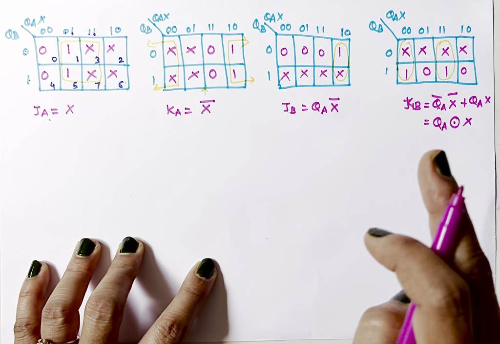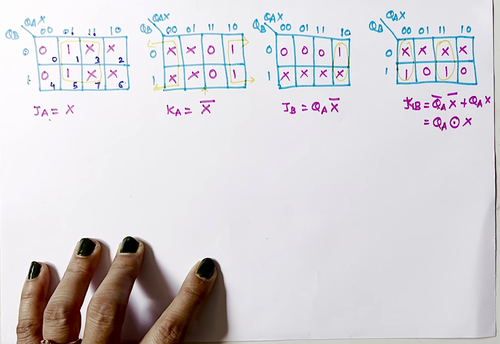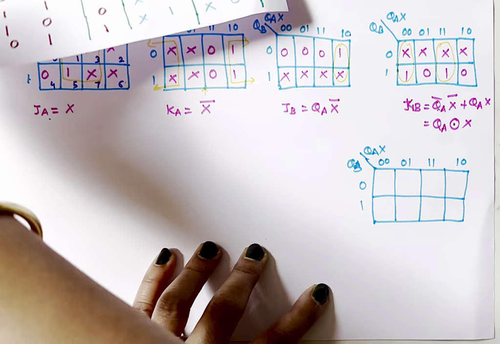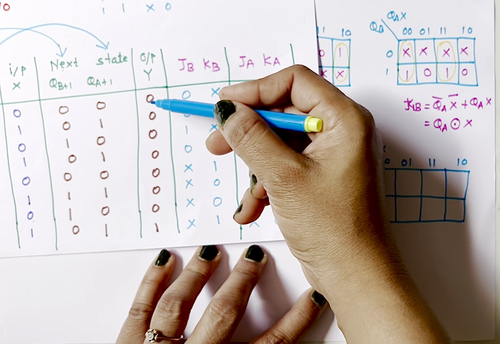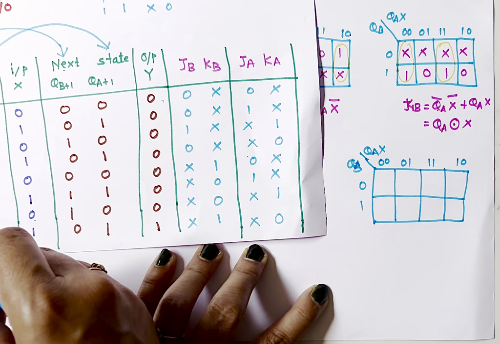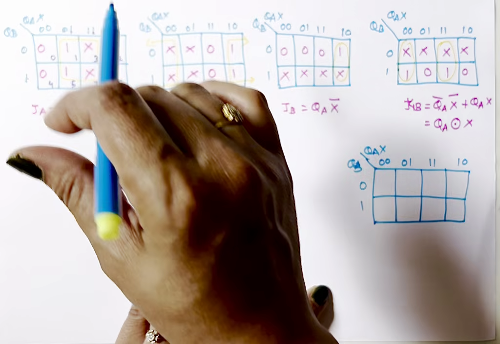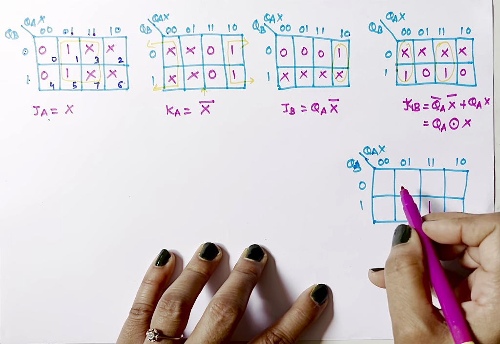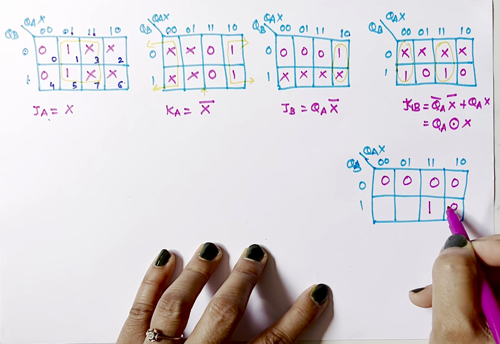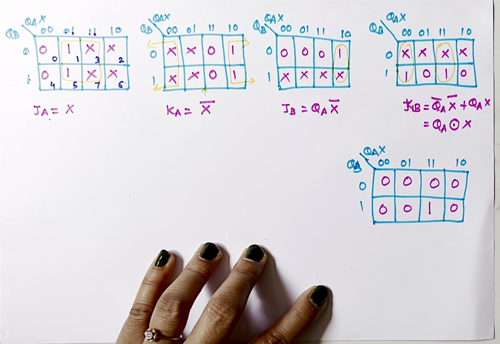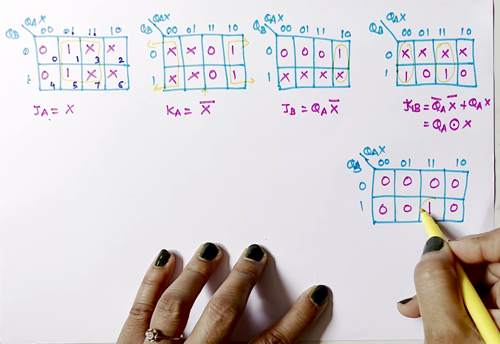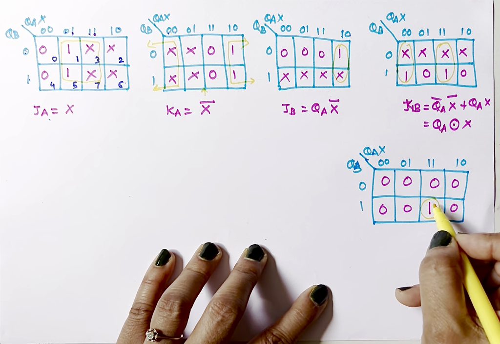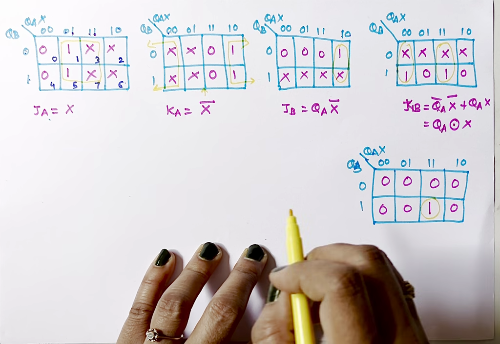Now we need to identify the equation for output as well. So I'll have to make one more K-map. Here for output Y, all are 0. Only 1, 1, 1 is 1 and all others are 0. So here there is no don't care, no other one. So I can't make a pair or quad or anything. So I'll make a group of only 1, 1.